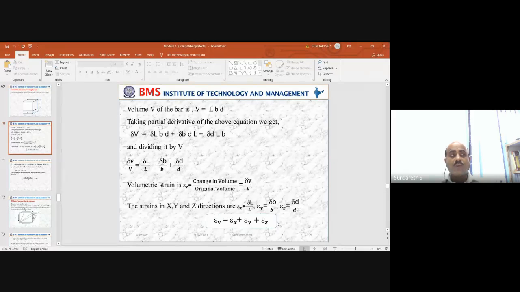So this is what we call that the volumetric strain is the sum of the strains in the three mutually perpendicular directions. Please remember this. This is a very important derivation and a very important conclusion we are arriving at. So epsilon V, the volumetric strain, is the sum of the net strains along the x, y, and z directions. Is it clear, my dear students? Any clarification till now?